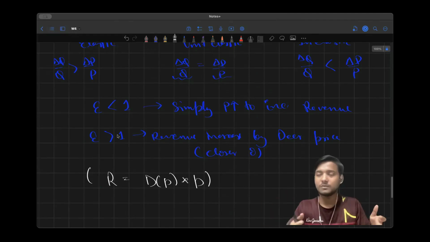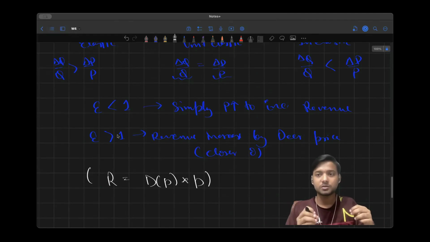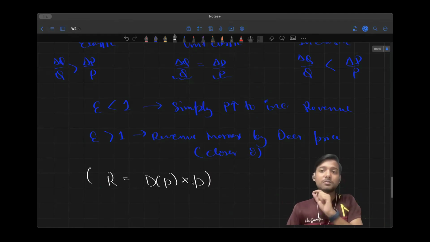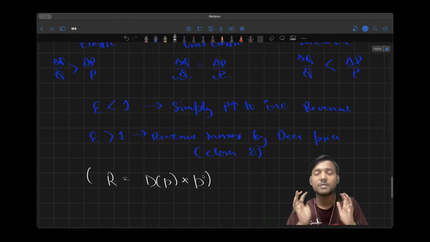Not 0, because if I make it 0, then revenue is 0. But I need to make it as small as possible, right? Then the quantity is not 0, because my price has been decreasing a lot, so my demand would be increasing a lot. And in that case, I can capture maximum revenue.